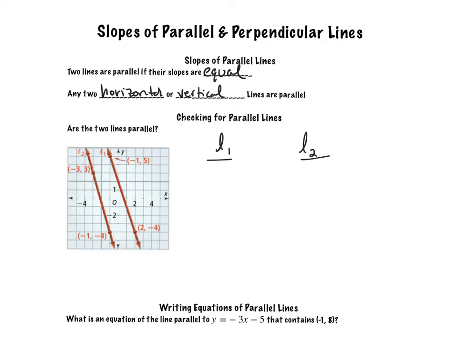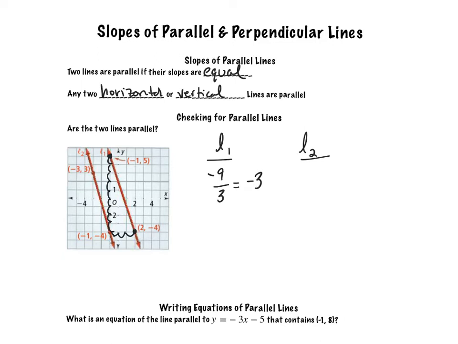So if I look at line 1, I have these two nice points. Remember, we have a couple ways of calculating slope. One is to just count on the graph. So here we went down 1, 2, 3, 4, down 9, so negative 9, and over 1, 2, 3. So negative 9 over 3, or negative 3.